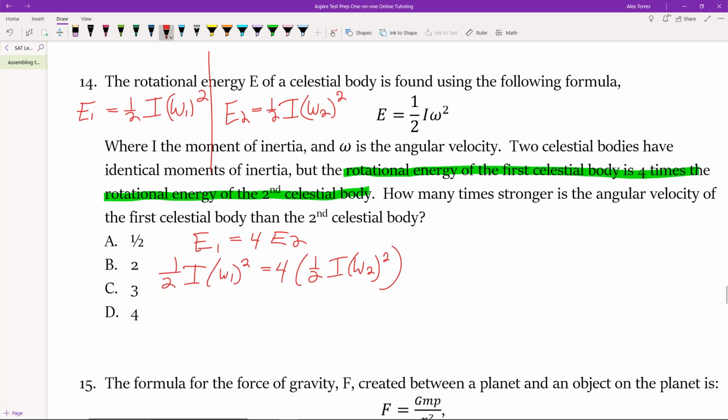And it looks like that. So now we can divide both sides by 1/2. We can divide both sides by I, rewrite it, and it looks like that. How many times stronger is the W of the first body than the second? We can take the square root of both sides. W1 equals 2 times W2. So how many times stronger? W1 is 2 times stronger than W2.